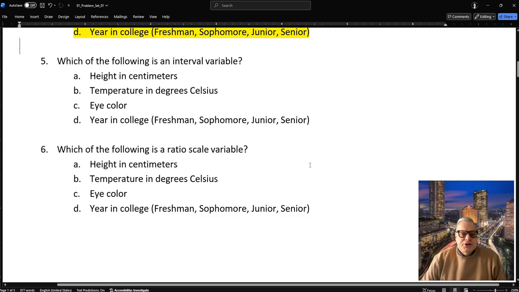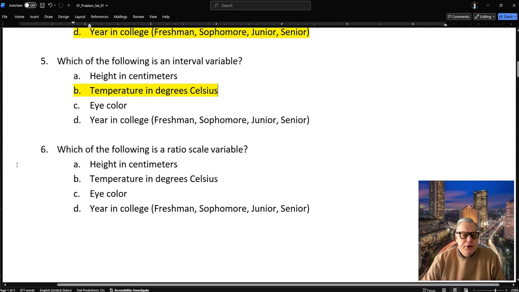Which of the following is an interval variable? Height in centimeters? No. Temperatures in degrees Celsius? Yeah, that's the mother of all interval variables that you can find in textbooks. In eye color, year in college, those were again categorical or qualitative variables. Okay, number 6, which of the following is a ratio scale variable?